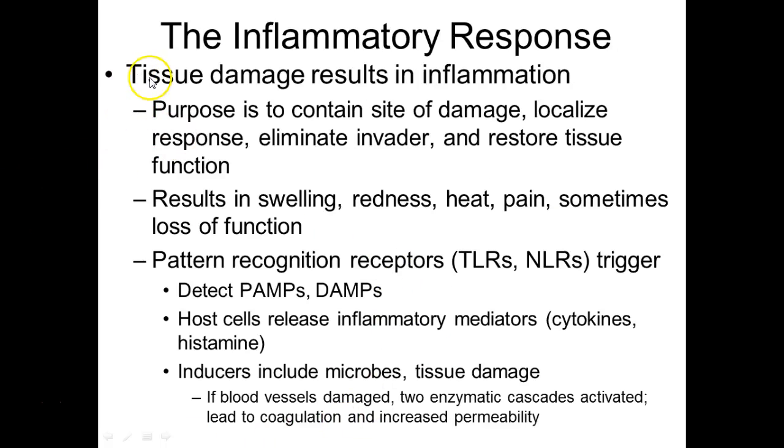So tissue damage results in inflammation. The purpose of it is to make sure it's a localized response, and we even watch that in those videos, right? The cells are just going to where the injury happened. We want to eliminate any invaders that have gotten in, and we of course want to restore the tissue function.